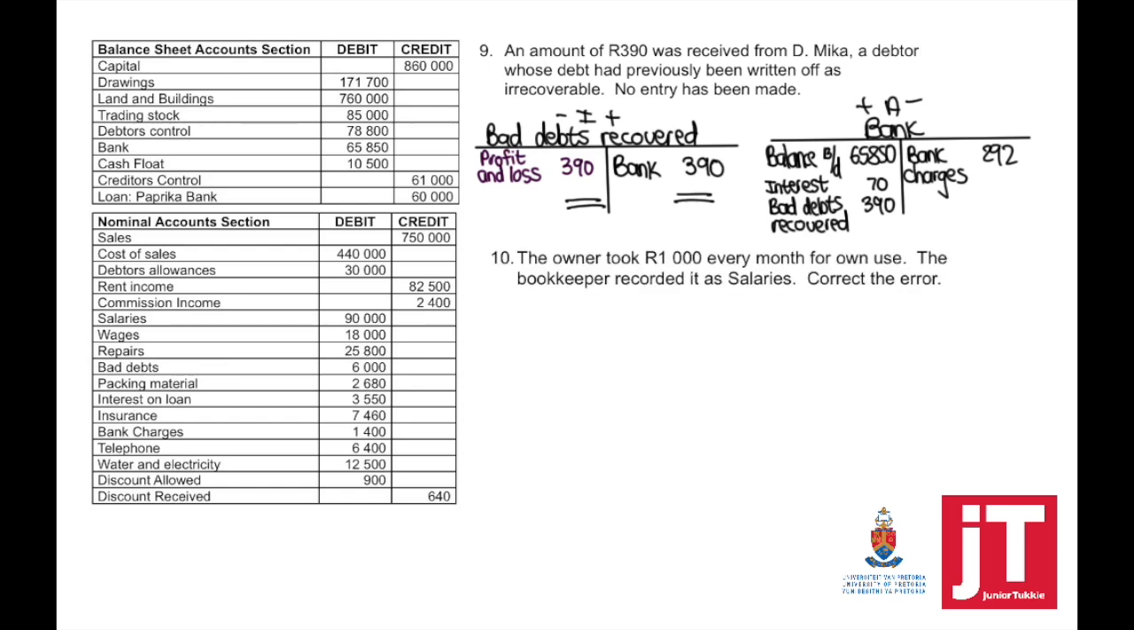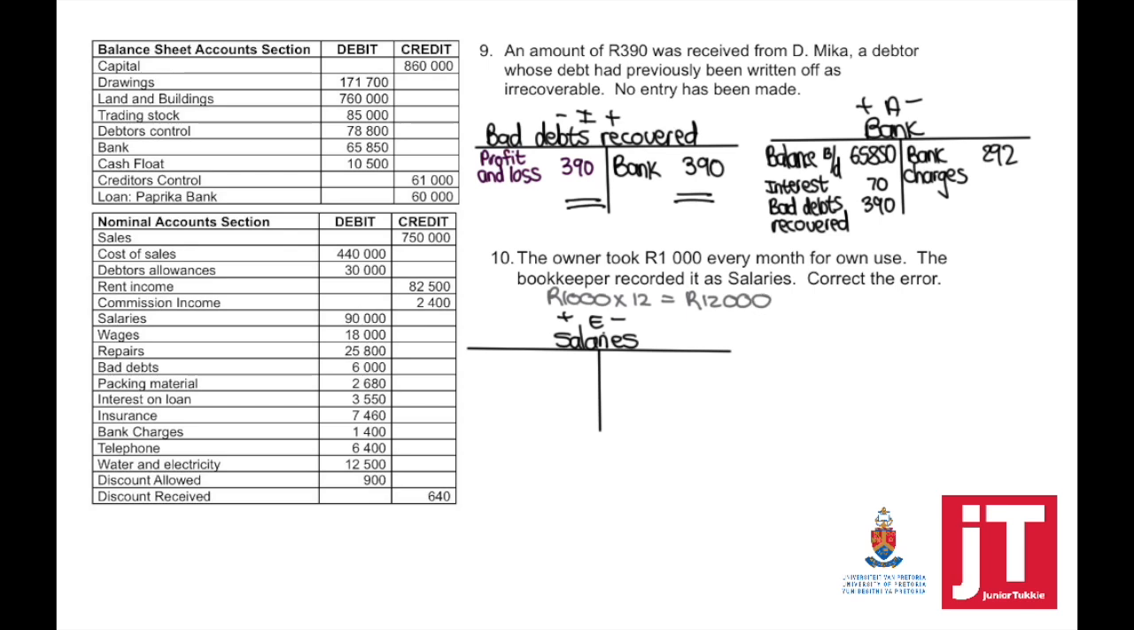Adjustment number 10. The owner took 1,000 every month for own use. The bookkeeper recorded it as salaries. Correct the error. The business entity principle says that the owner's personal finances must be kept separate from the business, which means that when the owner took 1,000 every single month from the business, this should have been shown as drawings, but instead it was shown as part of salaries, which means we need to correct that.